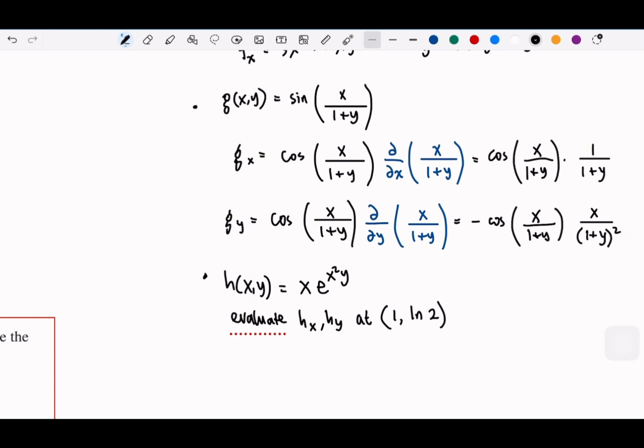Now we have x e to the power of x squared y. Notice that only the variable x appears in these two components, right? Which means that when you multiply these and you derive with respect to x, it will be a product. It's a product rule in derivative, which means we are going to take the product rule.